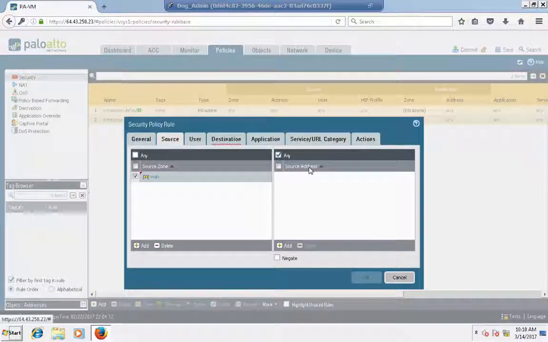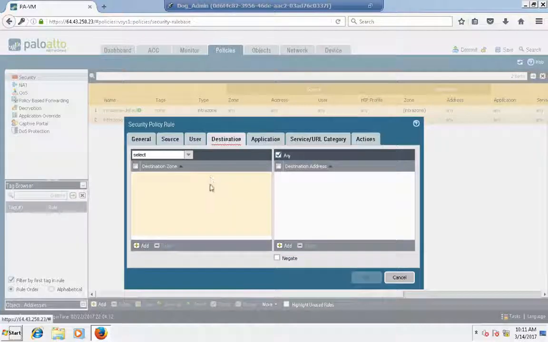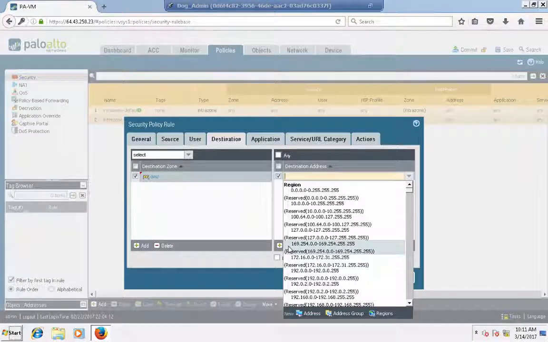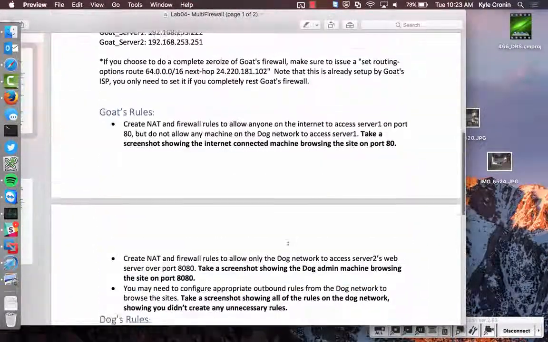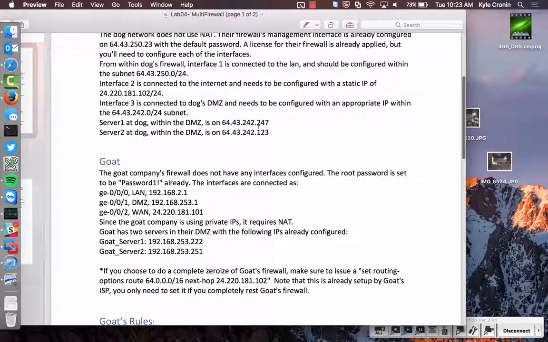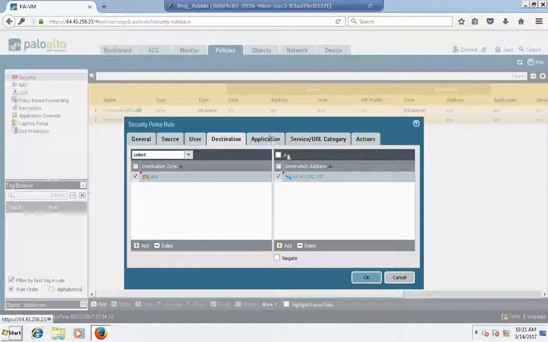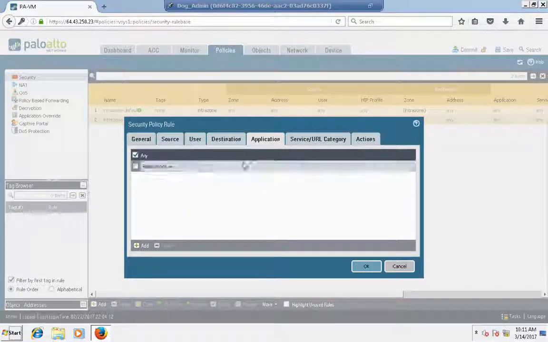Do we know the source address? No, because it's coming from the internet. Do we know the user that's authenticated? No. Where is it going to? So it's going to the DMZ, and the address for server 1 is 64.43.242.247. I would probably have made an object that was just server 1 just to keep things sane, but in the interest of keeping this going.